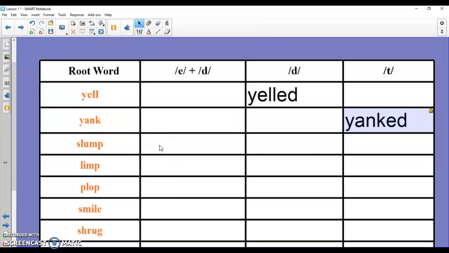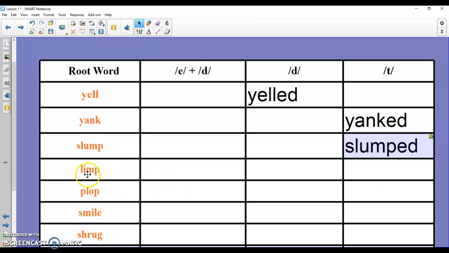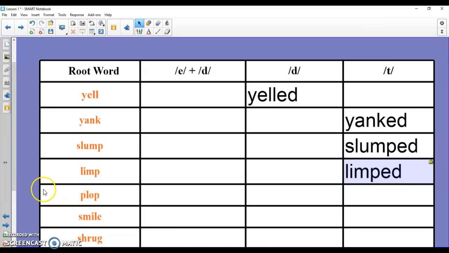Slump. Because P is unvoiced, you're going to hear T at the end for ED. Slumped. The next word is limp. Just like we did in slump, we know that P is unvoiced, so you're going to hear T at the end. Limped. He limped because he hurt his ankle.